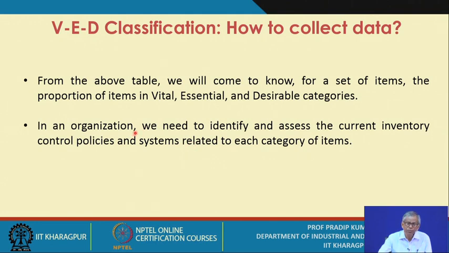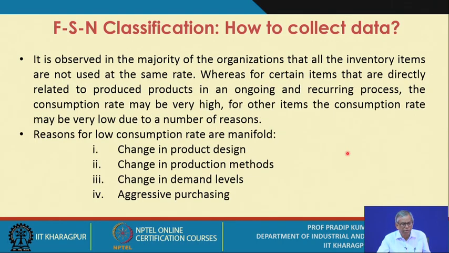In an organization, we need to identify and assess the current inventory control policies and systems related to each category of items, particularly V class items and E class items. Okay, so for the time being, if there is no specific problem you come across for the desirable items, you may continue with the existing inventory control systems for the D class items.